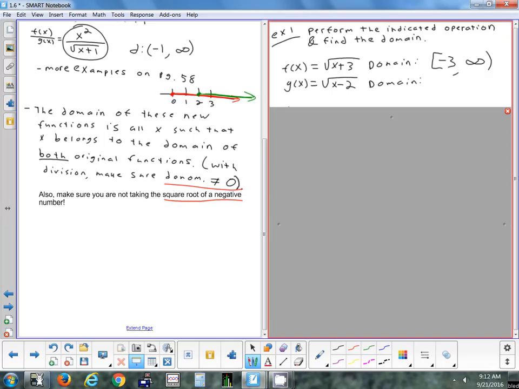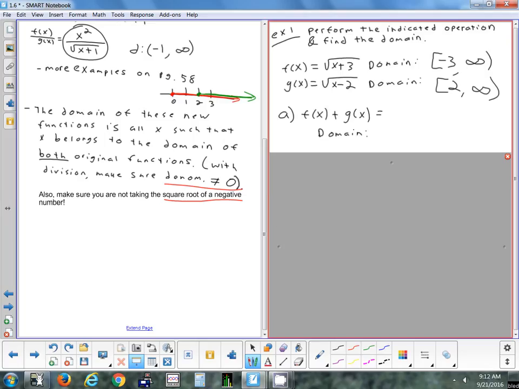How about the domain of g of x? James? Greater than or equal to 2. Yep, and how would you write that as an interval? Bracket 2 to infinity. All right. So now let's take f of x and g of x, and we're going to add them. Because they're roots, there's really nothing we can do to combine them. So just literally write that down. f of x plus g of x.